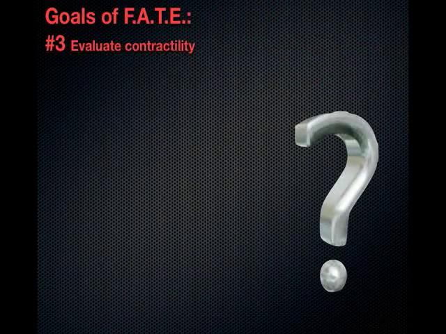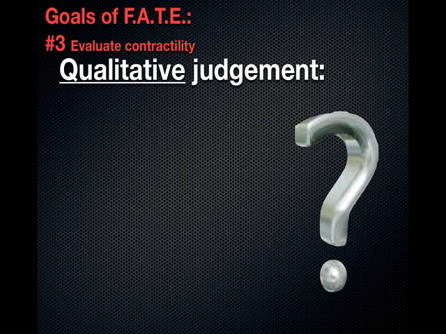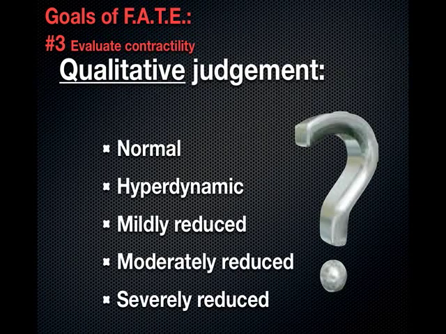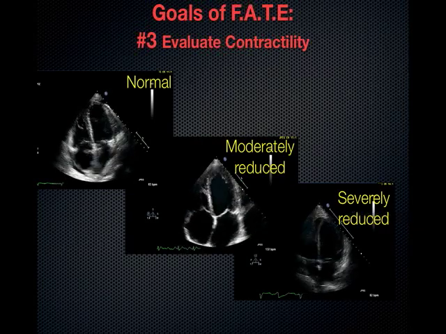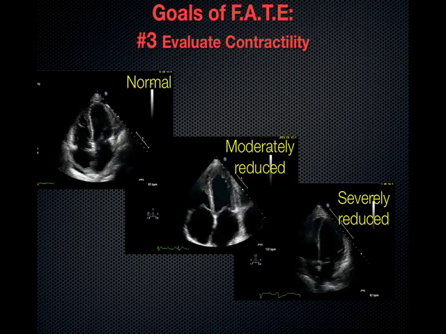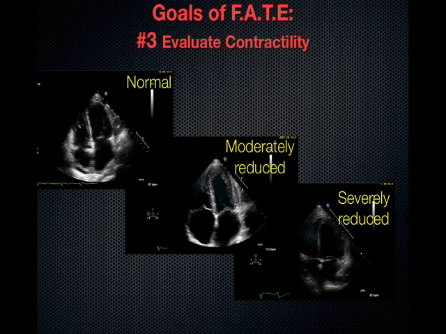Evaluating contractility. This is really a qualitative judgment. We're not planning on teaching you how to do exact ejection fractions. It's really not our role. That's the role for a formal transthoracic echo. What we're looking for here is more normal, hyperdynamic, mildly reduced, moderately reduced, or severely reduced judgments. So in order to do that, have the normal view emblazoned in your mind as the baseline.